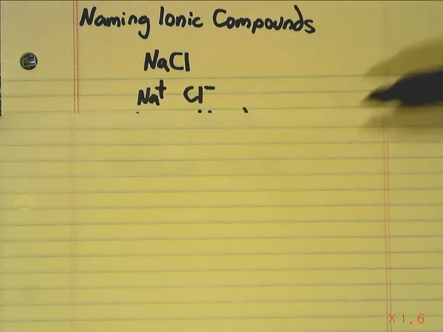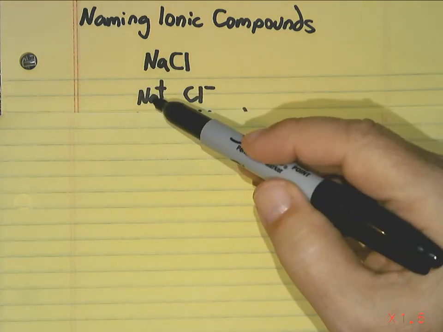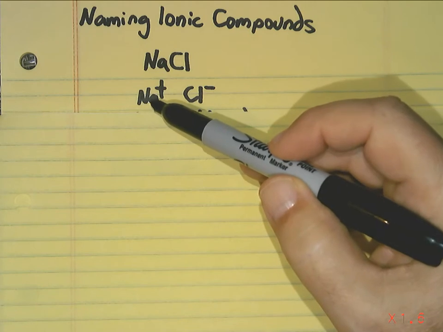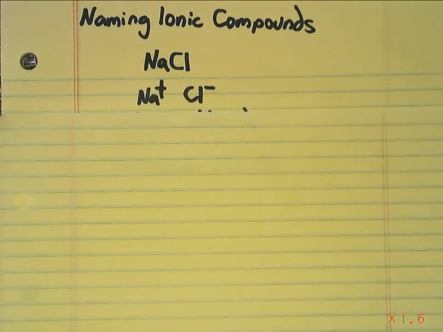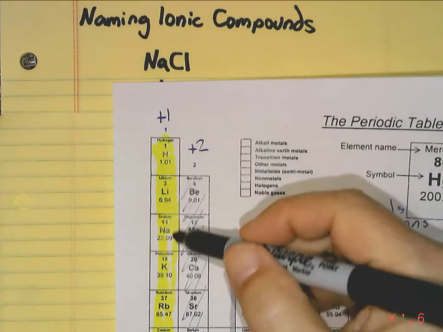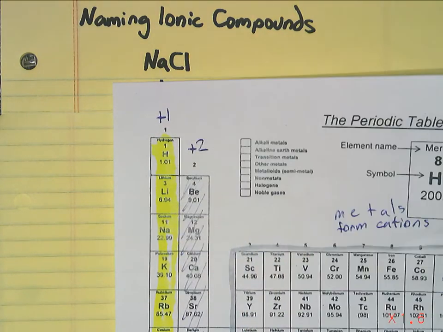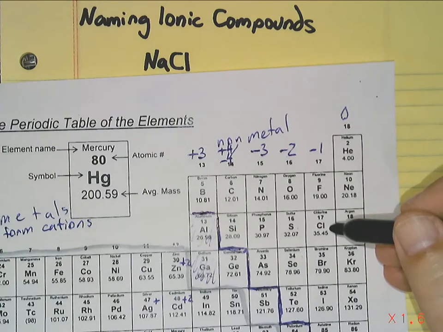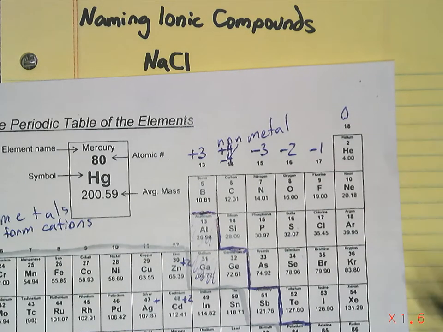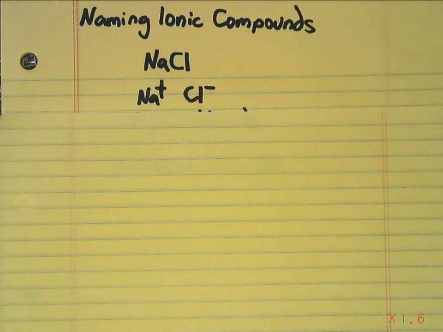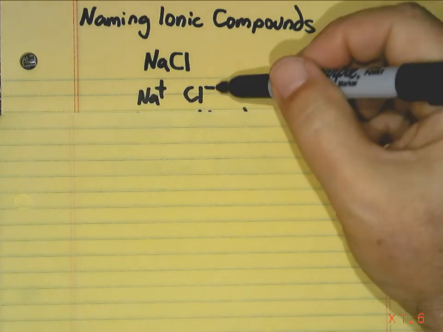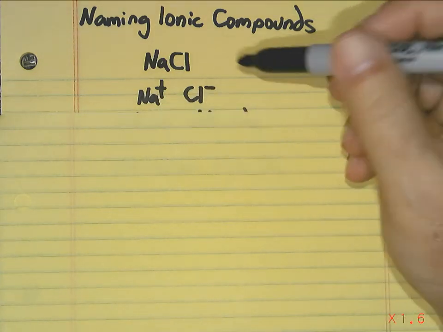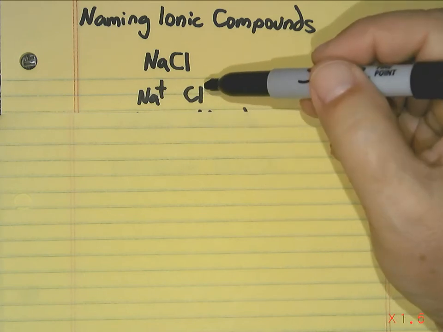Now if you look at the periodic table, sodium is in column 1. Everything in that column has got a +1 charge. Chlorine is in the halogen column. Everything in that column forms ions with a -1 charge. Now all we have to do to name the compound is name the two ions.